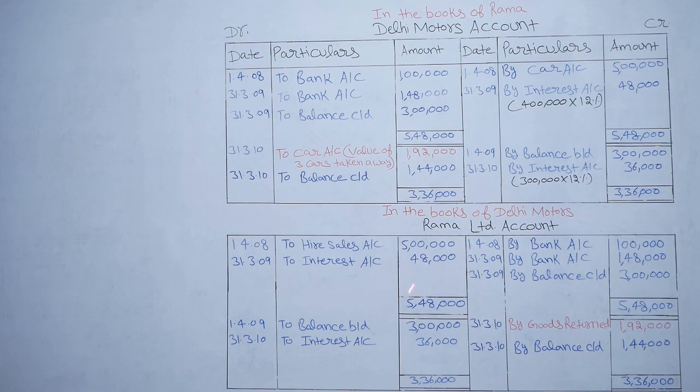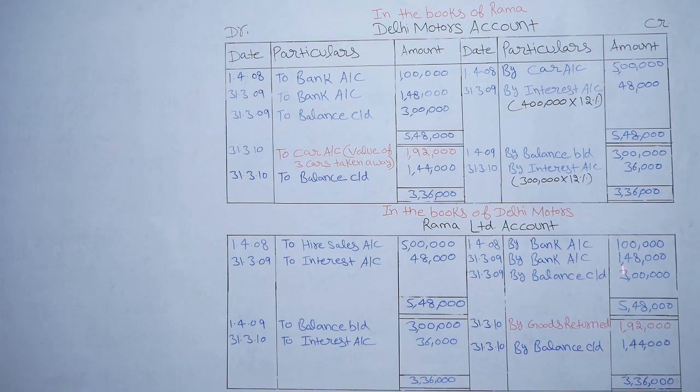Rama Limited account. This account is the mirror image of this account. It means all the debit side items of this account will come on the credit side of this account, and all the credit side items of this account will come on the debit side of this account. 1st April 2008, by car account 5 lakh, to hire sale 5 lakh. 31st March 2009, by interest 48,000. 31st March 2009, to interest 48,000. To bank account 1 lakh, by bank account 1 lakh, to bank account 1,48,000, by bank account 1,48,000, to balance carried down 3 lakh. 31st March 2009, by balance carried down 3 lakh.